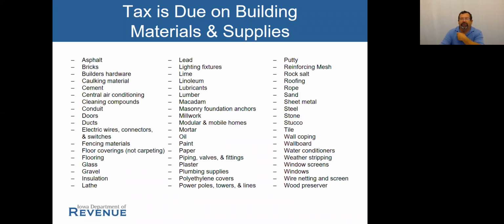For building materials and supplies that go into a construction contract, the contractor would pay tax on these as well. And there's a long list. Again, these are just examples, but all building materials and supplies that are consumed in the performance of a construction contract are subject to tax.